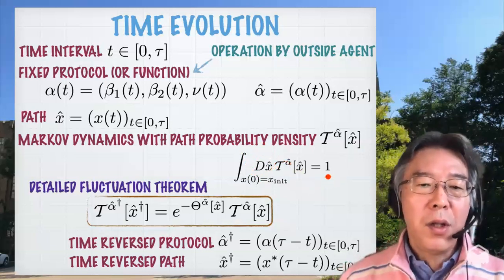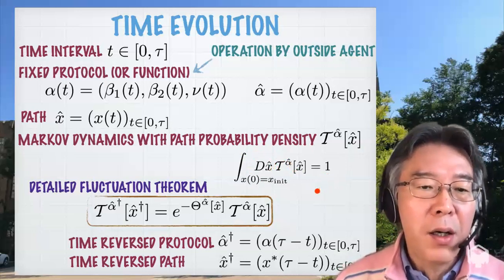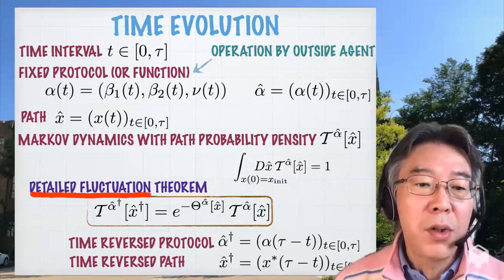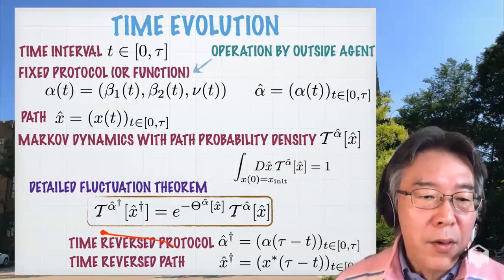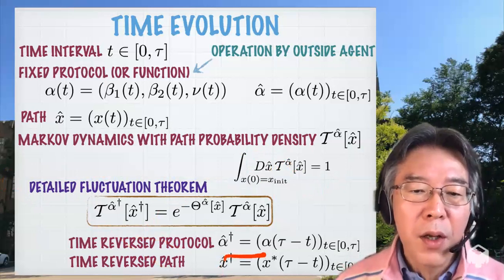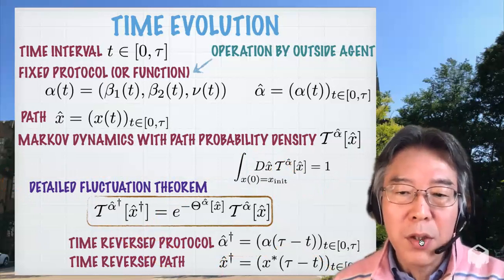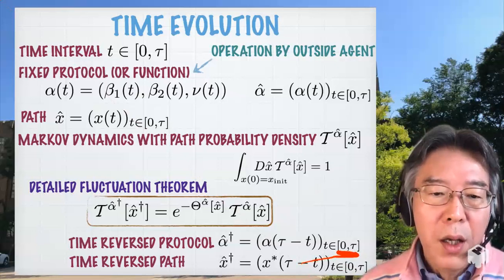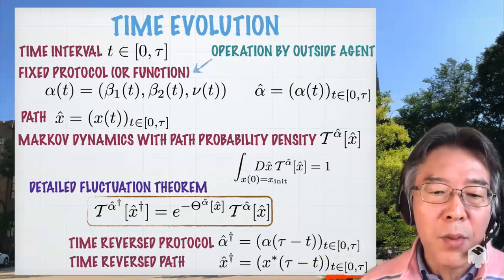Okay, so again, this is a standard object, and I say that this path probability density satisfies a very interesting symmetry called the detailed fluctuation theorem. And here I have new notation. By alpha hat dagger, I denote the inverse protocol. Inverse protocol, simply the time goes in the opposite direction here. And X hat dagger is the inverse path, the reversed path. And again, time goes backward, and also I take this time reversal.